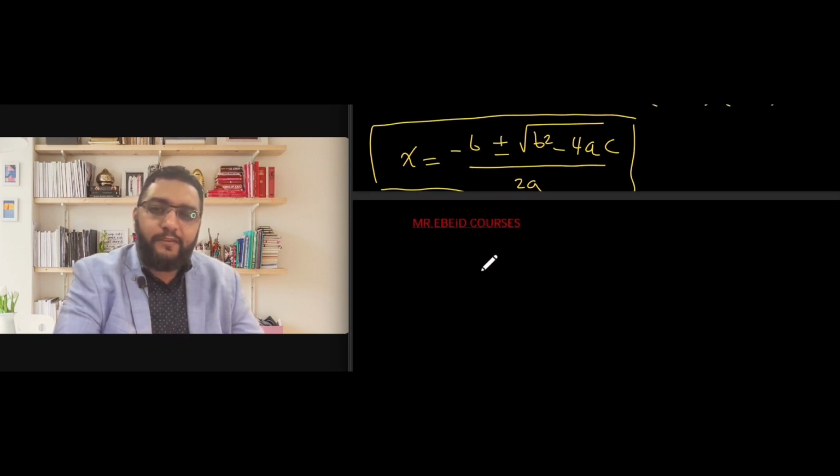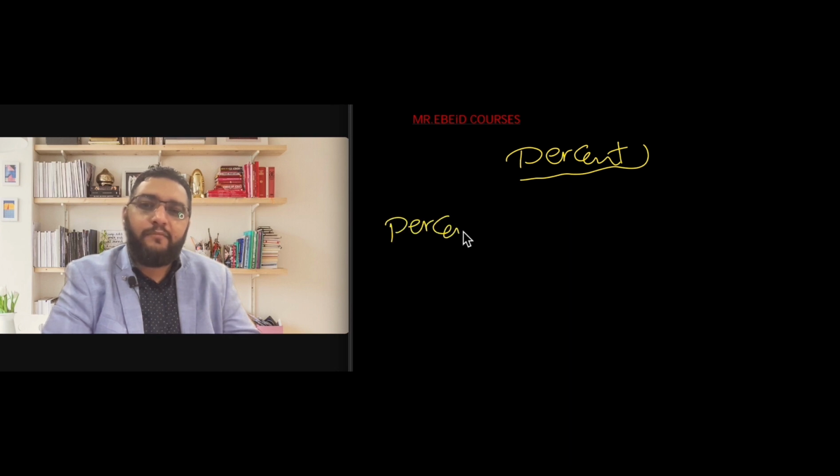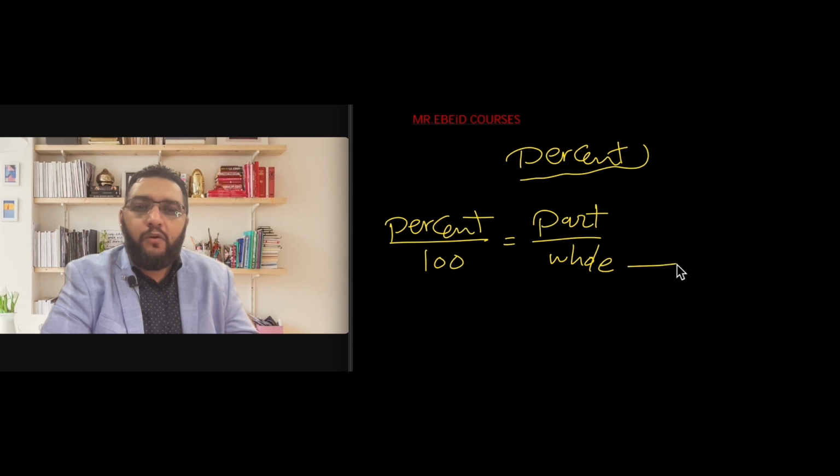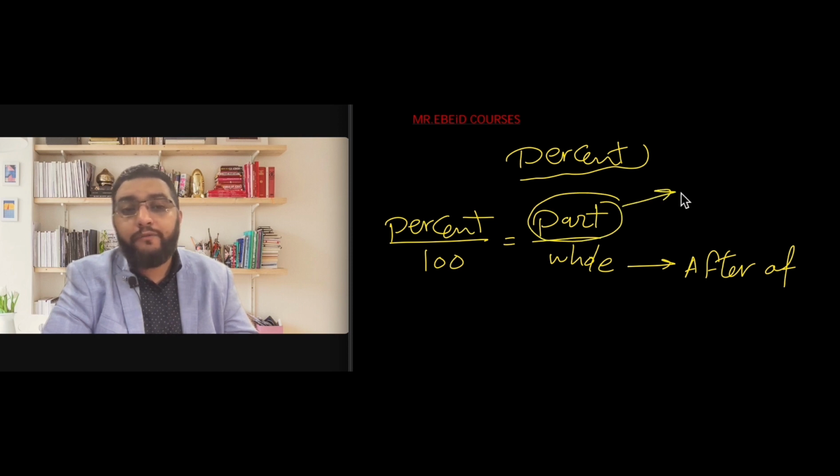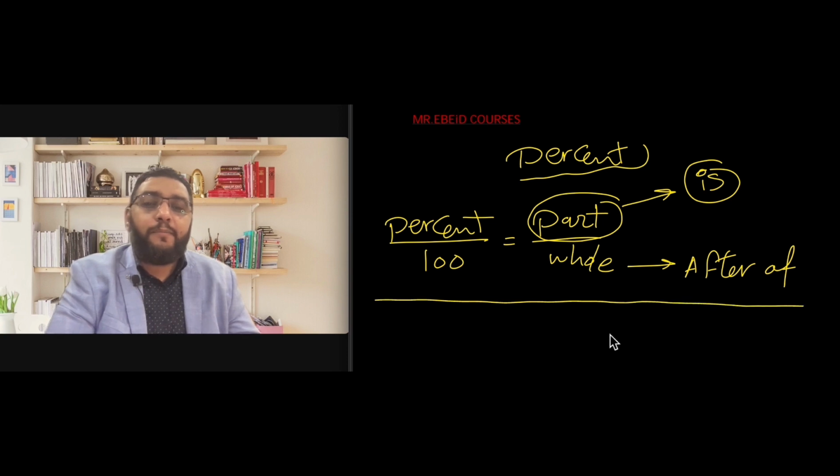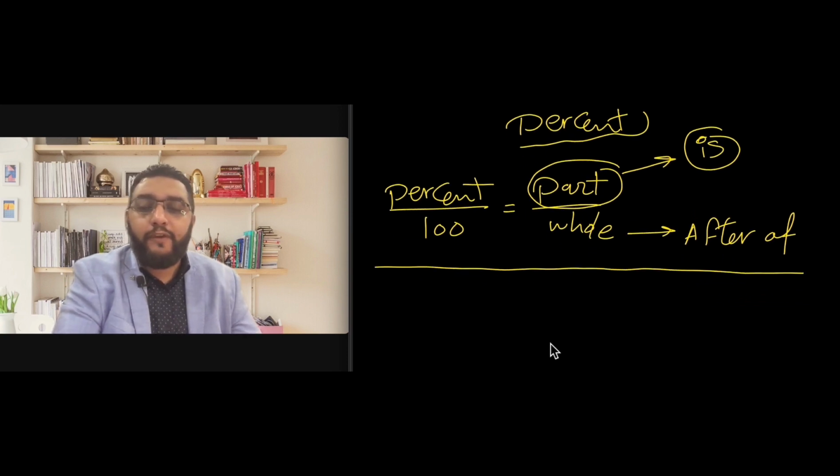Let's move to the percent. You know that in the percent we have percent over 100. This equals part over whole. Whole always comes after "of" in the question. Part may be before or after "is". This is part over whole to find the percentage of anything.